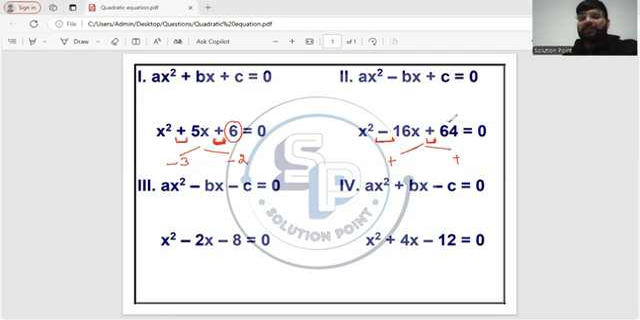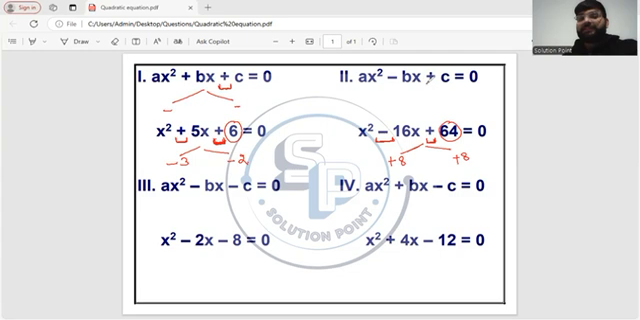In this particular case, we need to find two numbers whose product is 64 and sum is 16. So 8 times 8 is 64 and 8 plus 8 is 16. So definitely the values should be plus 8 and plus 8. Let's generalize these two equations first. If we have a positive sign with the constant term, then both the values of x should be of the same sign. And if we have a positive sign with the coefficient of x, then both the values should be negative.